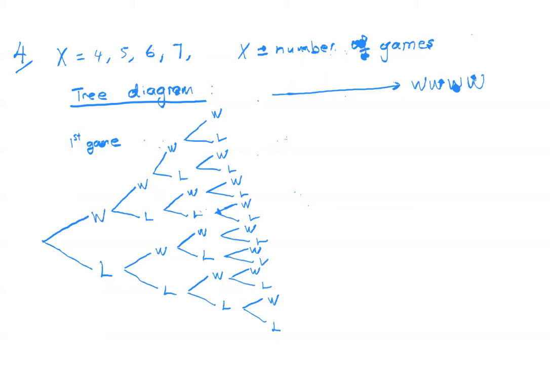And this branch also you stop because the other party win all the 4 games. You lose all the 4 games, that means the other party win all the 4 games. And for this branch, you have to continue. So this one, you stop. So this is 5 games. Win, win, win, lose, win. So 5 games. And this branch, you continue to play again.